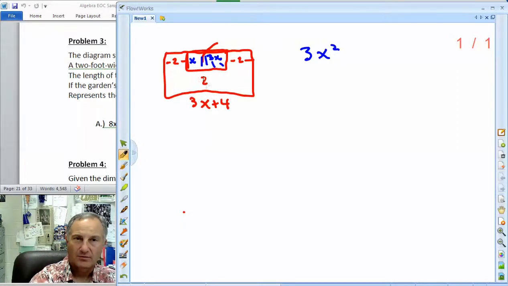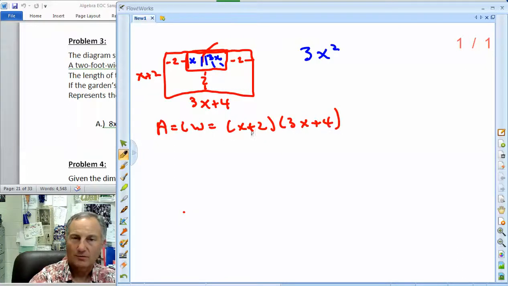And we've added 2 from here to here, so this is x plus 2 here. So area here is length times width. So we're going to get x plus 2 times 3x plus 4. And we're going to FOIL it. We've got a binomial times a binomial. We're going to FOIL. We're going to multiply here and here. Remember, it's just a distributive property twice.